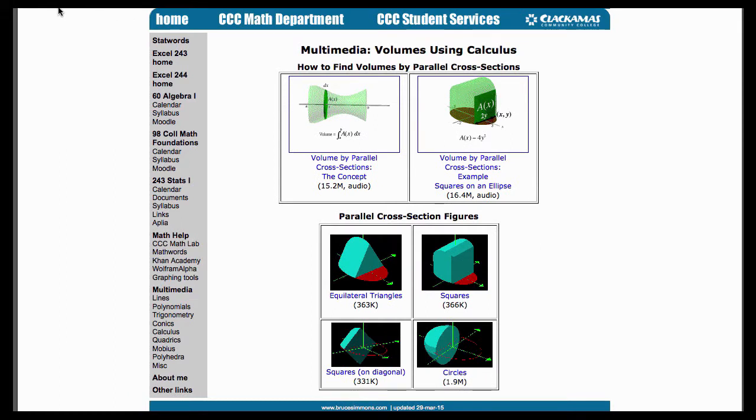If you want to explore this later on your own, it's the bottom section, parallel cross-section figures. So let's start with this one. So let me stop it right there for you. Now, you'll notice at the bottom you have a base shape. That shape will be given to you, created by equations that will be noted in the problem. What you're trying to do then is take cross sections of certain shapes.